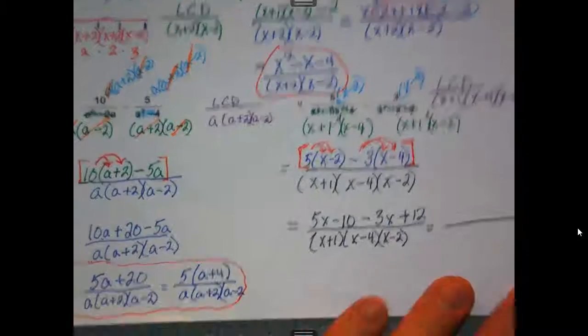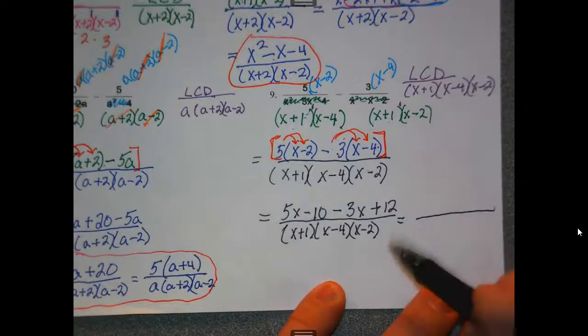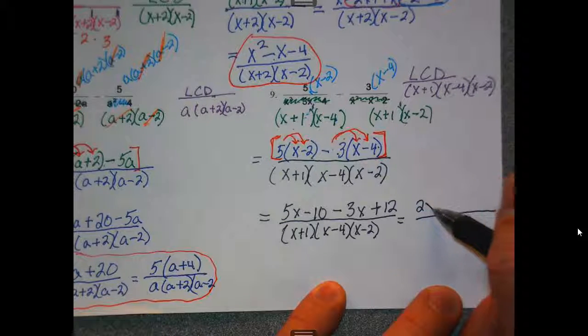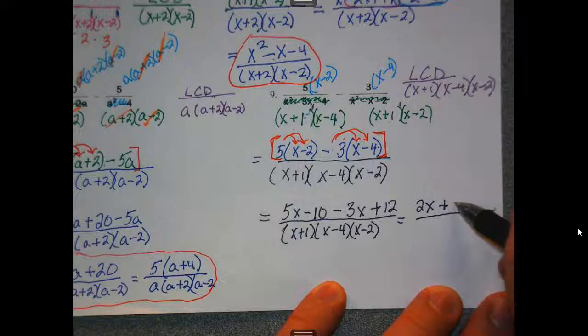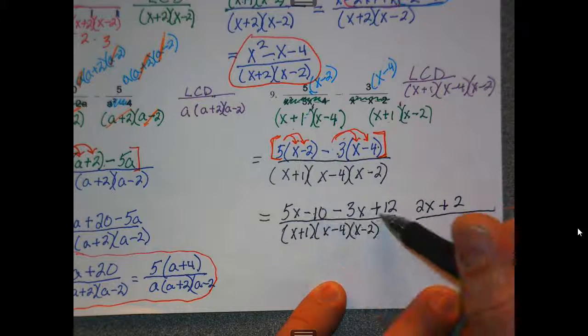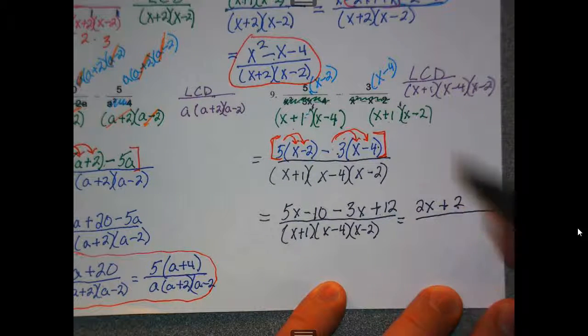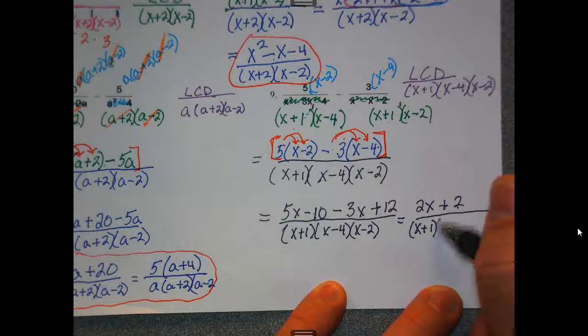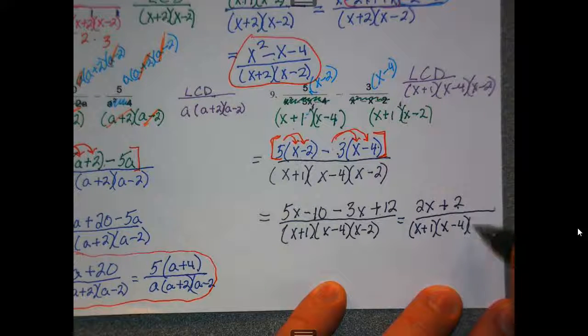Okay, combine your like terms. 5x minus 3x is 2x plus 2, right? Minus 10 plus 12. All over x plus 1, x minus 4, x minus 2. Am I done?